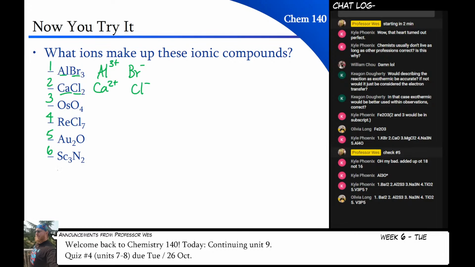But it's these other ones where we have to start solving for stuff. So let's look at osmium here. I've got osmium, and I don't know what its charge is. But I've got 4 oxygens, and I know oxygen has a charge of 2-. So if this is the negative total, what must the positive total be? Well, it must be +8, so that the total charge is 0.